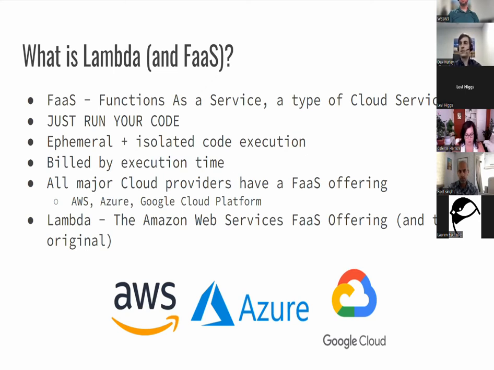All major cloud providers have a function as a service offering. AWS has Lambda, Azure has Azure Functions, and Google Cloud Platform has Google Cloud Functions. And if you don't know, I just named the big three major cloud providers: AWS, Azure, Google Cloud. AWS is the largest, followed by Azure, followed by GCP. Lambda is the original offering, which I believe was released in 2016, and the other major cloud providers have followed suit and started to move in the same direction as AWS with these serverless offerings.